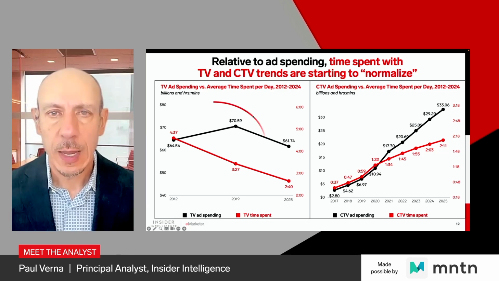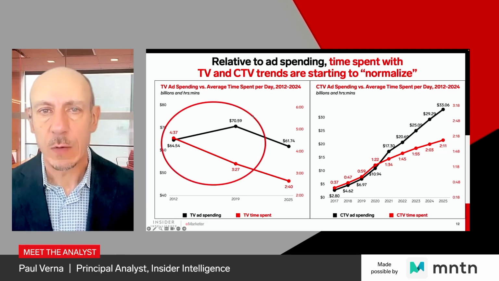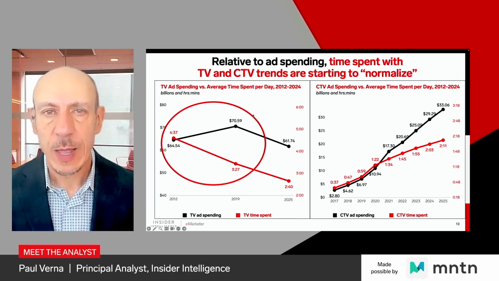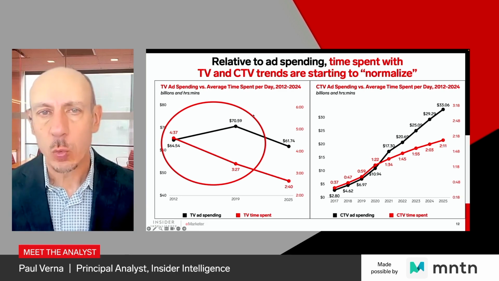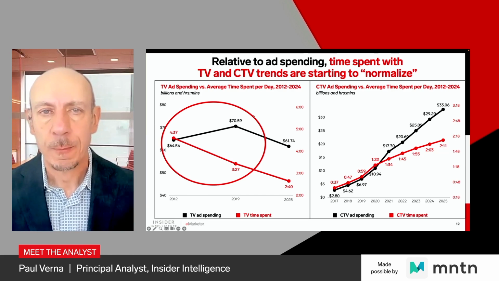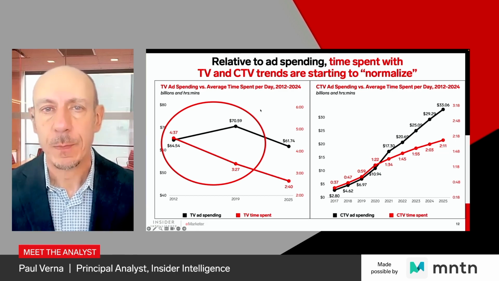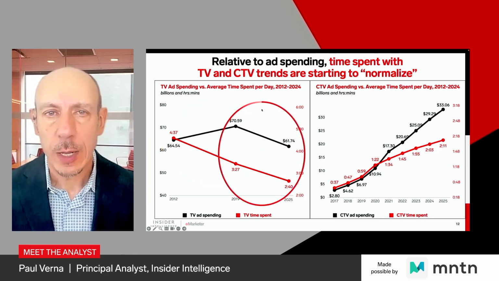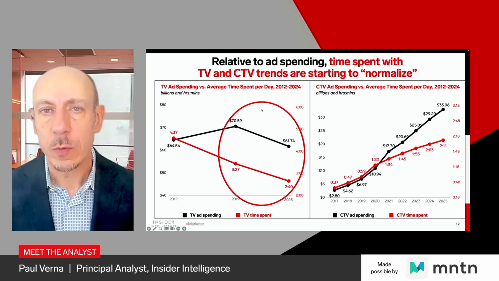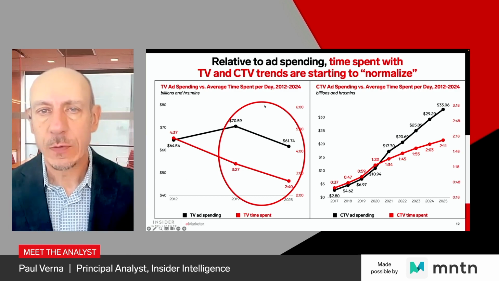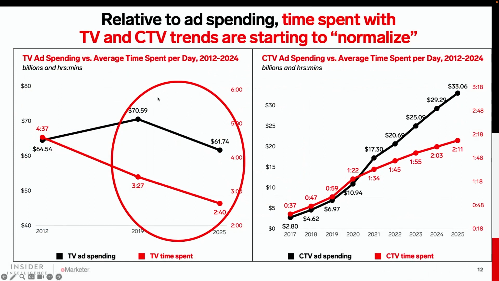So looking at the period from 2012 to 2019, time spent in the red line headed downward while ad spending increased. And that's a sign of a market in disarray, because logically ad spending should track with time spent. Since 2019, the market has normalized to where the trend lines are moving in parallel. Now, normalized is a relative word, considering that linear TV ad spending and time spent are both going in the wrong direction, but at least there's a direct relation between them.